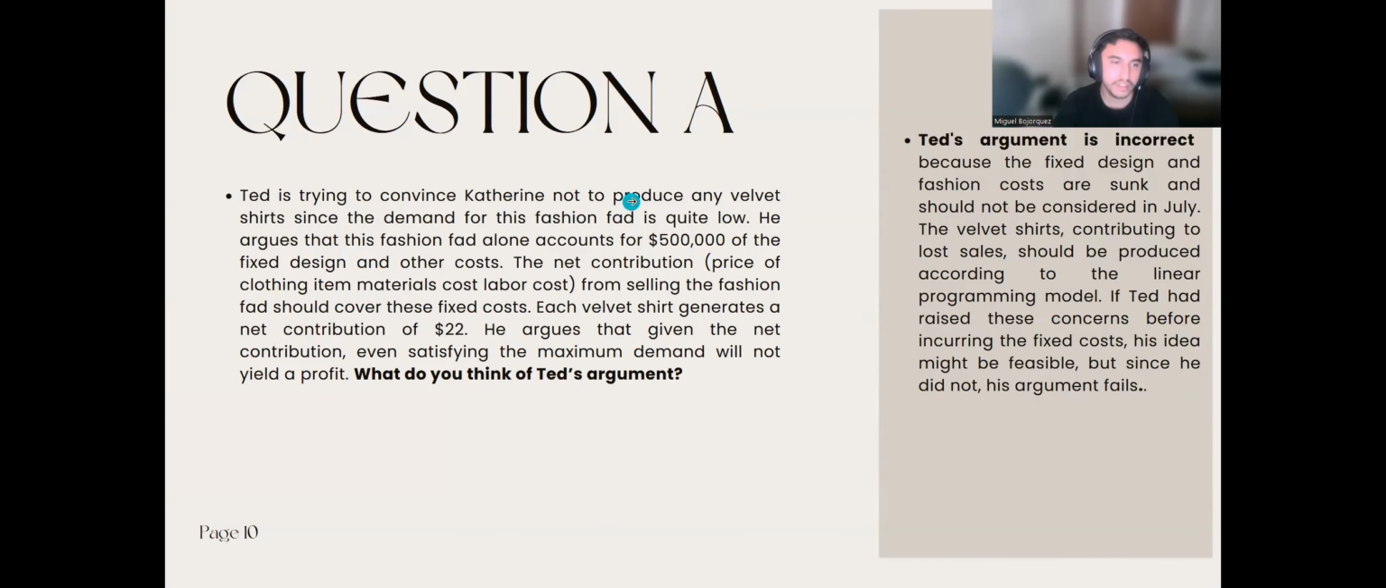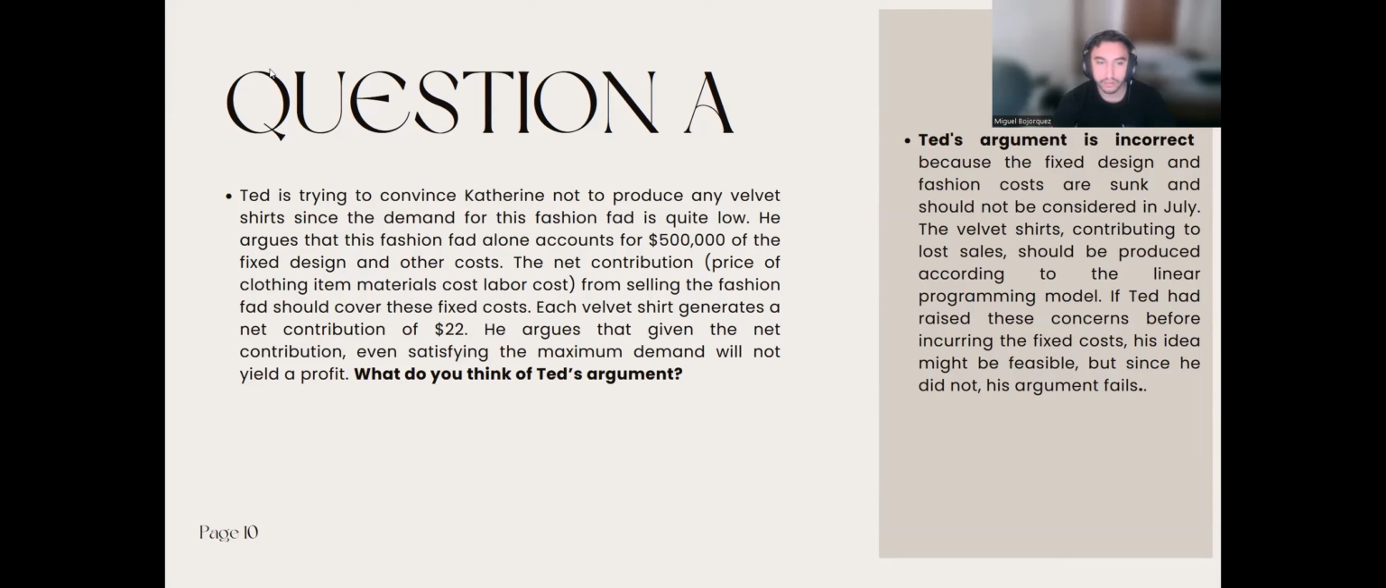So first we have question A. Tech is trying to convince Scattering not to produce any velvet shirts since the demand for this fashion fad is quite low. He argues that this fashion fad alone accounts for 500,000 of the fixed design and other costs. The net contribution, which is the price of the clothing item minus materials cost and labor cost, from selling the fashion fad should cover this fixed cost. Each velvet shirt generates a net contribution of $22. So he argues that given the net contribution, even satisfying the maximum demand will not yield a profit.